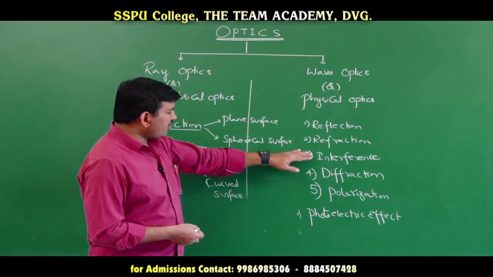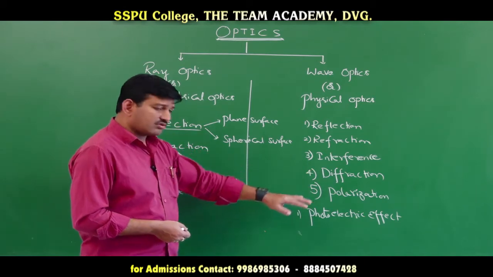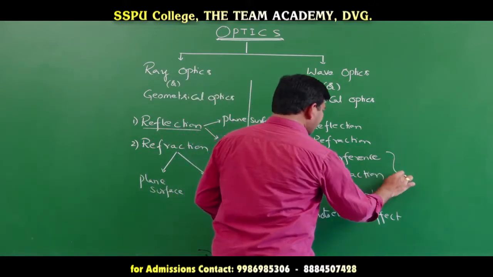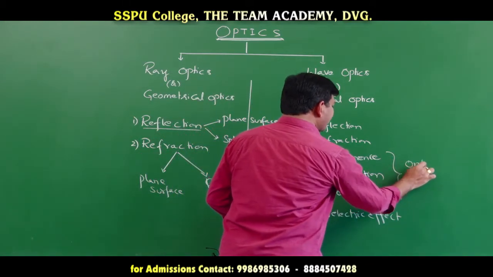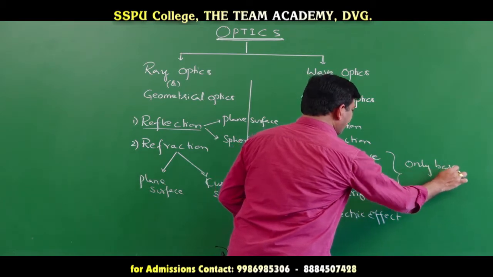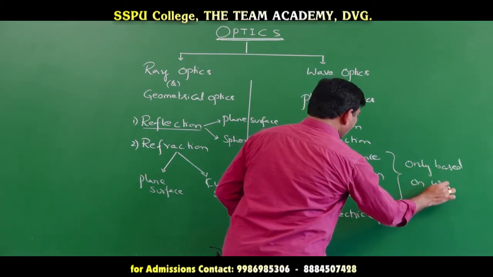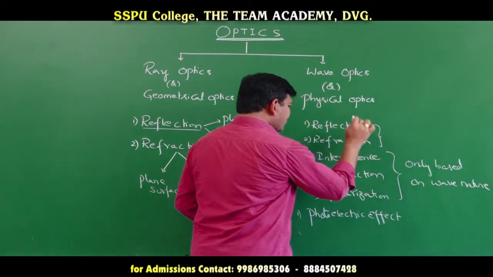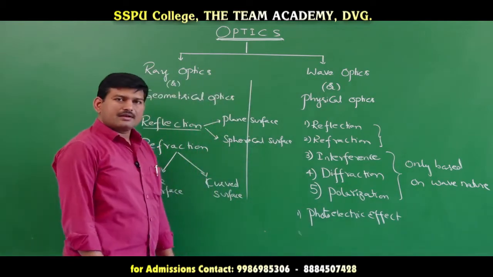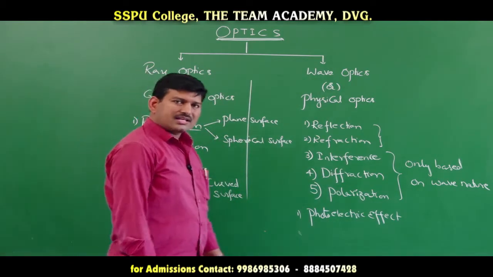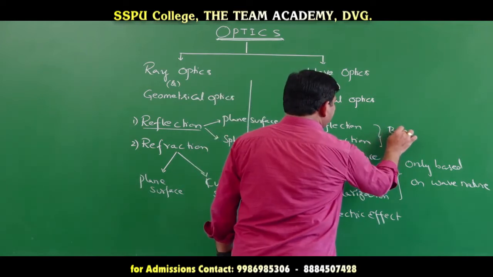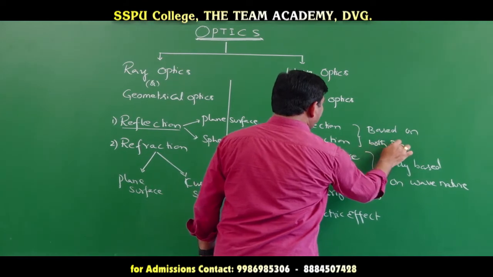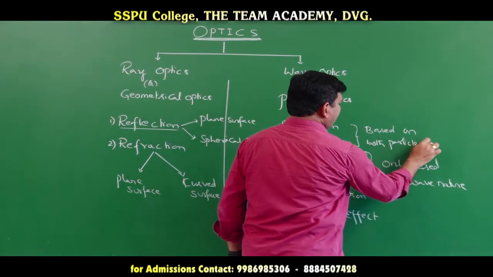Interference, diffraction, polarization are optical phenomena which can be explained based on the wave nature of light. These can be explained only based on the wave nature of light. Whereas these two, reflection and refraction, can be explained based on both particle nature as well as wave nature.